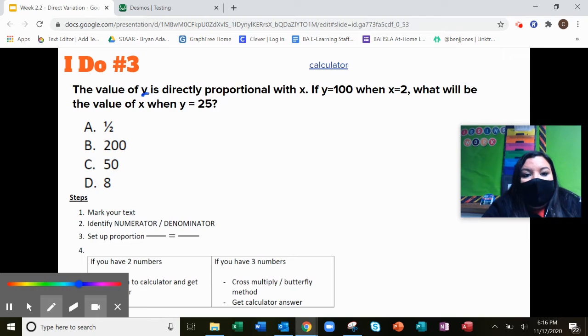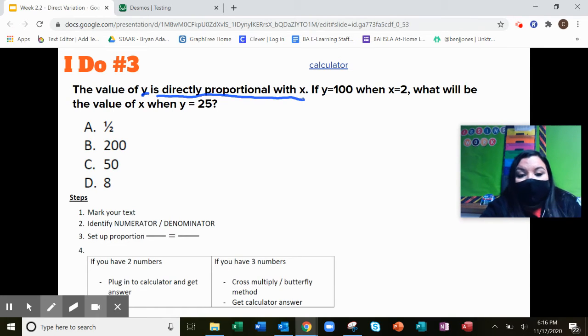So we have y is directly proportional with x. Directly proportional is the same thing as varies directly. So that's still going to imply division. I'm going to box directly proportional. That is divided by x.